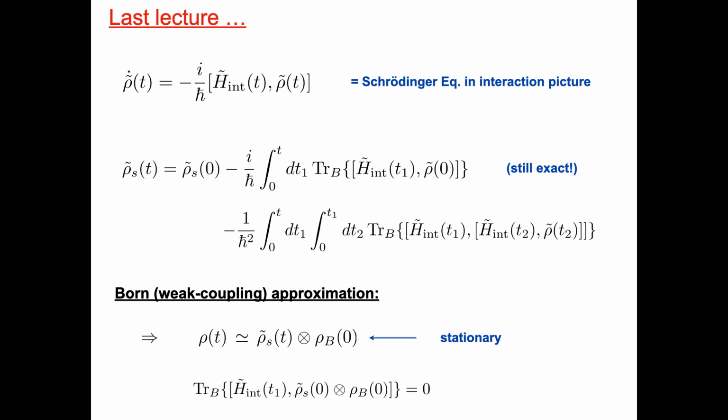But then we started to put in approximations, and the first was roughly the Born approximation, the weak coupling approximation. This has to do with the density operator: system and bath are coupled, but we assume the bath has many degrees of freedom and is very huge.